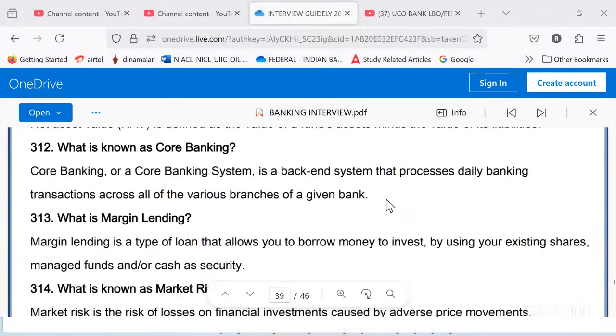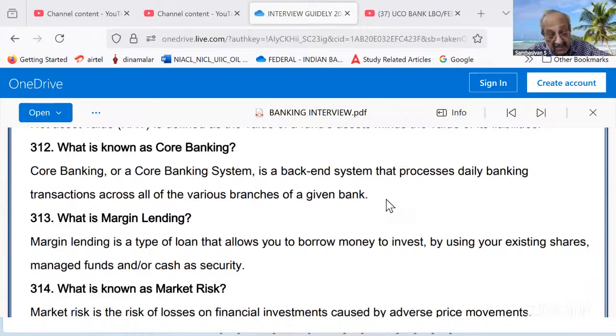What is known as core banking? Core banking or a core banking system is a backend system that processes daily banking transactions across all of the various branches of a given bank. In India, normally these two core banking solutions are very famous. Number one, Infosys Finacle. Number two, TCS BaNCS. Core banking solution enables the bank to connect all the branches of the bank with the main server of the bank so that people who are having account in A branch can have their transactions done in B branch also. That is what core banking solution is. It is more advantageous for the banker. It is also advantageous for the customers.